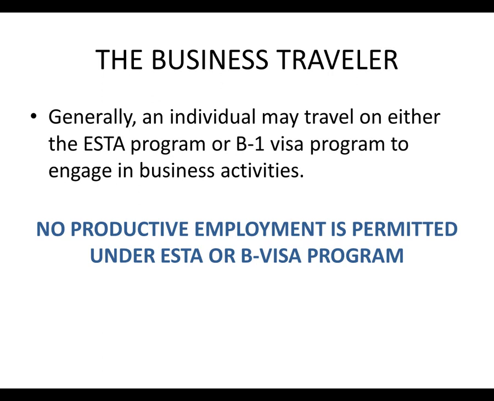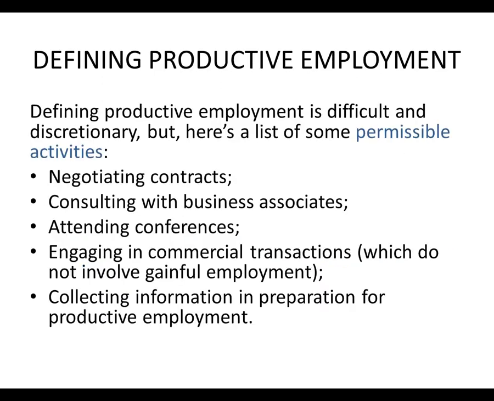So, for business travelers, the general principle and the general thing to keep in mind, highlighted in blue here, and the key terminology is productive employment. So no productive employment is permitted under either the Visa Waiver Program, also known as ESTA, or the B Visa Program. They are for business travel and tourism travel, and not to engage in productive employment. The rest of the presentation will be spent on defining what that means.